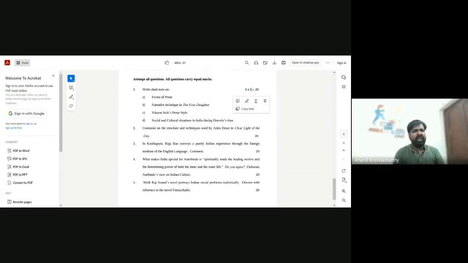When it comes to an essay question, ideally it is 3 to 3.5 pages. When I say pages, I'm talking about both sides. This is page 1, this is page 2, page 3, and maybe 3.5.